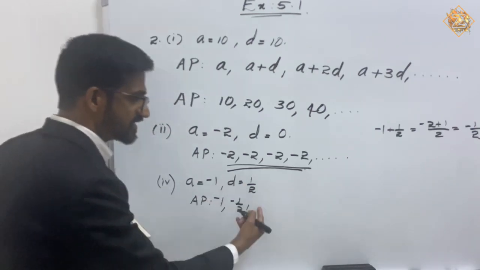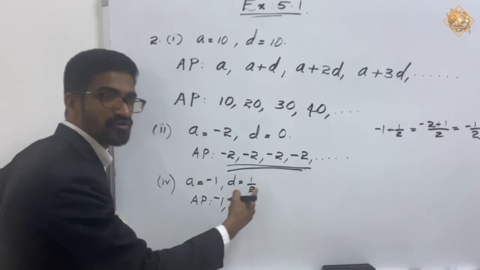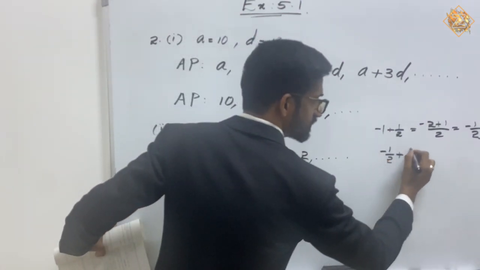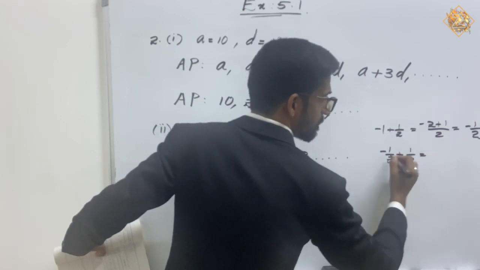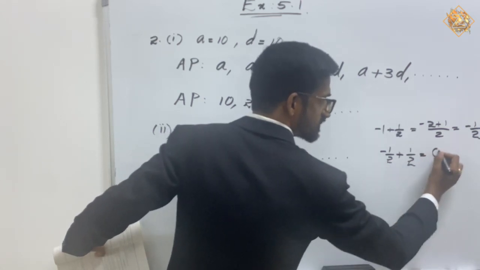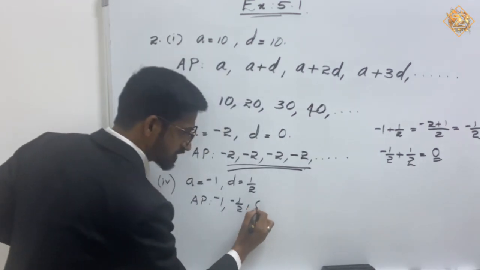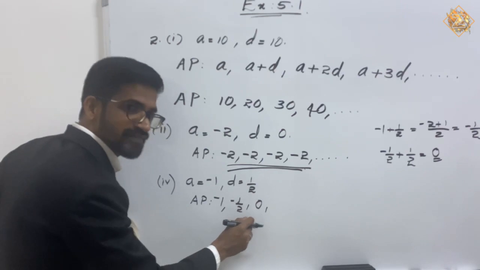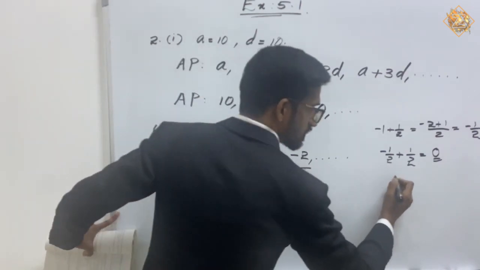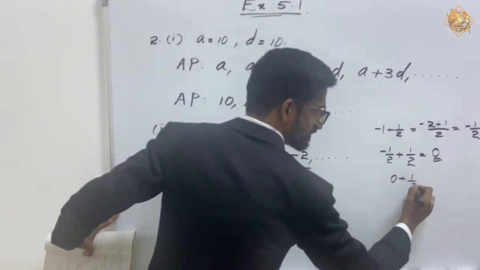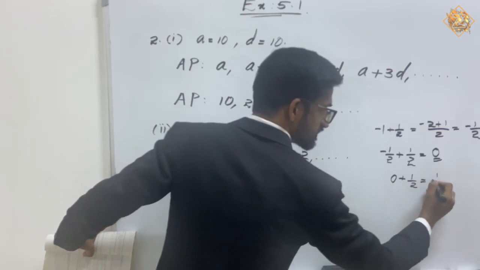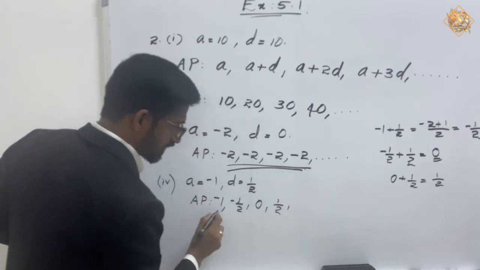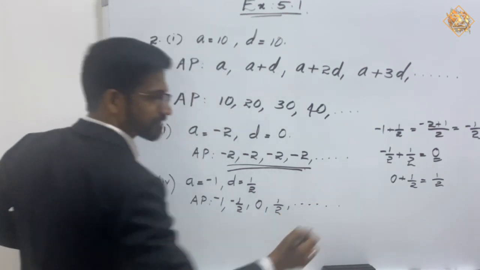Now to get the third term, along with the second term, we have to add the common difference. So that is minus 1 by 2 plus 1 by 2, that is 0. So now we got the third term is 0. Now to get the fourth term, along with the third term, we have to add the common difference. That is 0 plus 1 by 2, that is 1 by 2. Now we got the first four terms of the AP. Hope you got it.